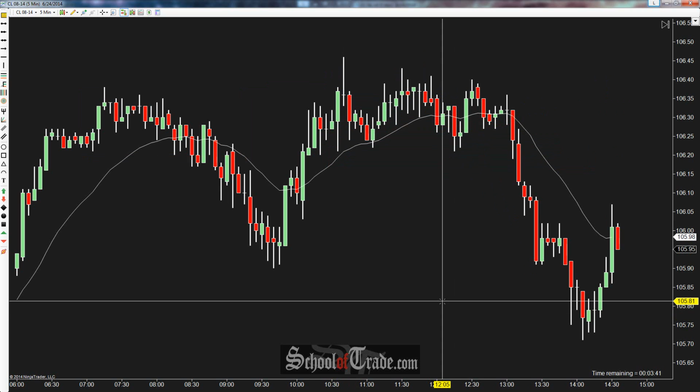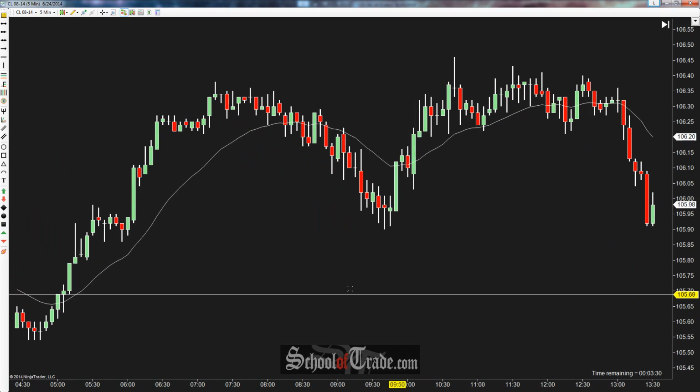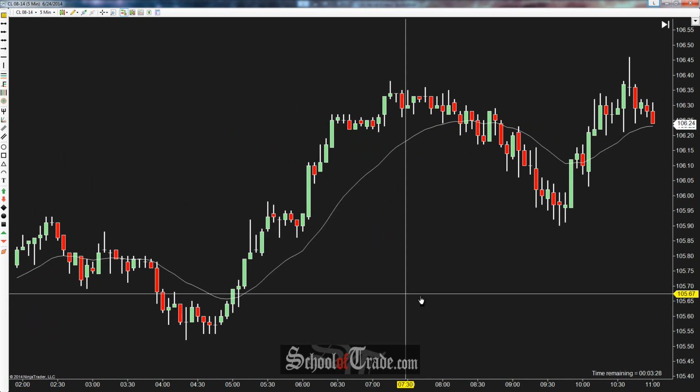So it's just a way that you can give yourself more confirmation of an actual trade, regardless of the pattern that you're looking for, whether it's a flag pattern or a wedge or whatever the pattern is. You can use these candlesticks to give you a big, big heads up.